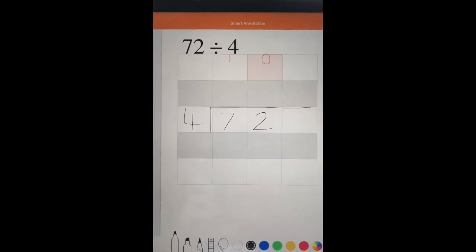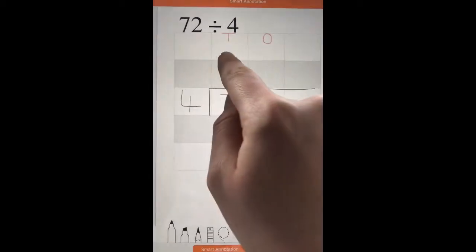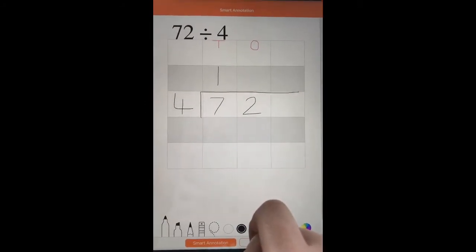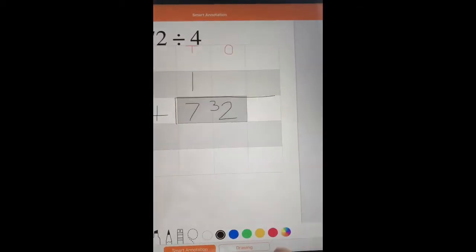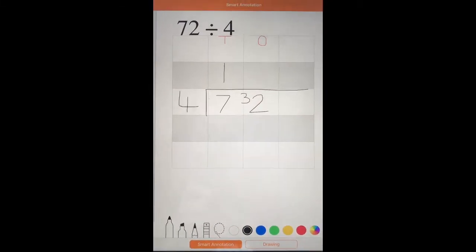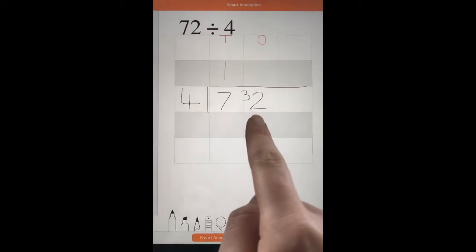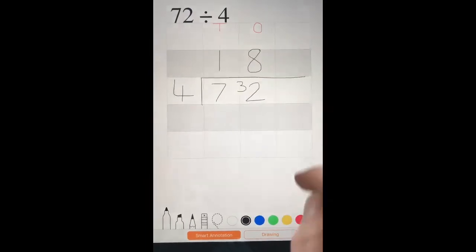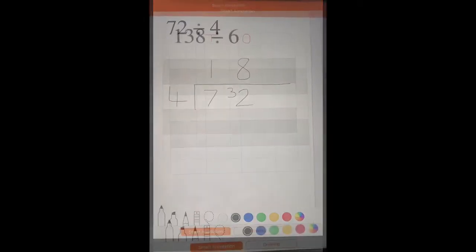We say to ourselves, how many lots of 4 are there in 7? Now I know that there's 1 lot of 4 in 7, so I put that number up there. And then there are 3 left over. I pop that 3 next to the 2 in the next column along, which then makes that 32. So the next question I ask myself is, how many lots of 4 are there in 32? And I know that's 8, so I pop that above here. So 72 divided by 4 is 18.